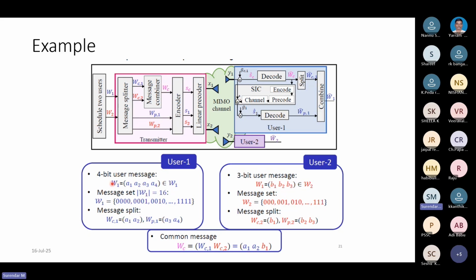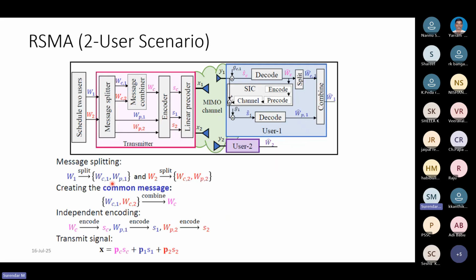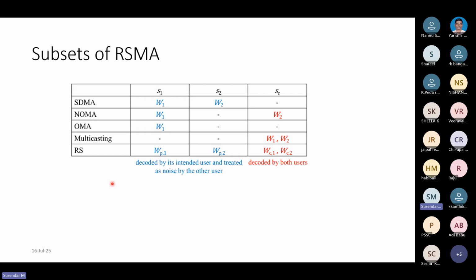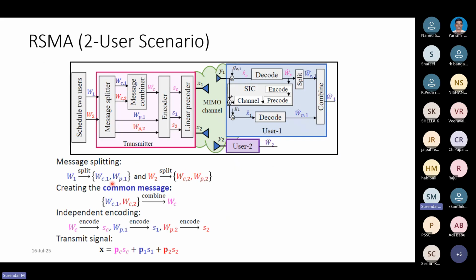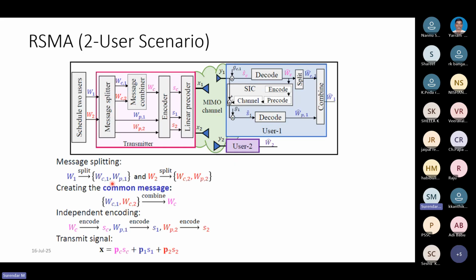Having said that, now let's get into the subsets of RSMA. As I said, in the RSMA equation given here, we can manipulate PC, P1 and P2. These PC, P1 and P2 are the precoder vectors. They will be inside this linear precoder, and they are based on the channel state information between the transmitter and user 1 and between the transmitter and user 2. Now, based on the values of P1, P2 and PC, we can design SDMA, NOMA, OMA, multicasting, and rate splitting from this one equation itself.